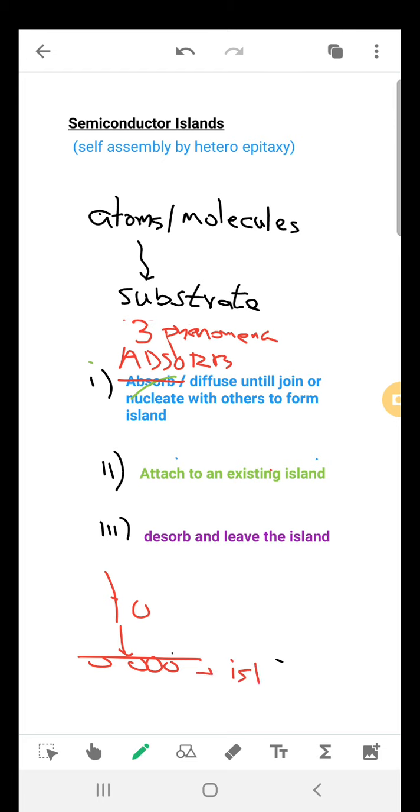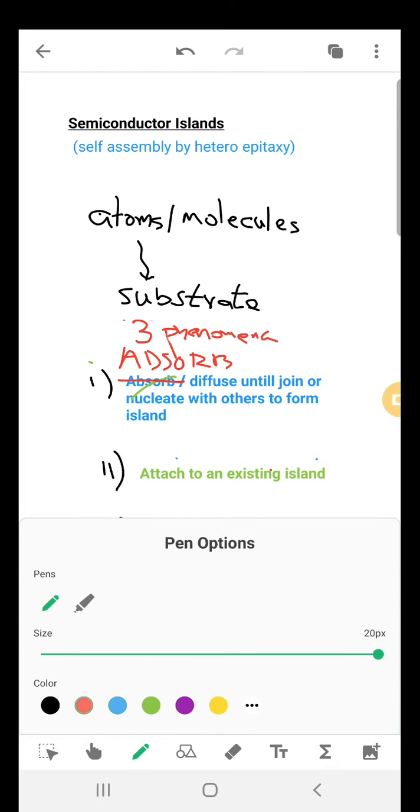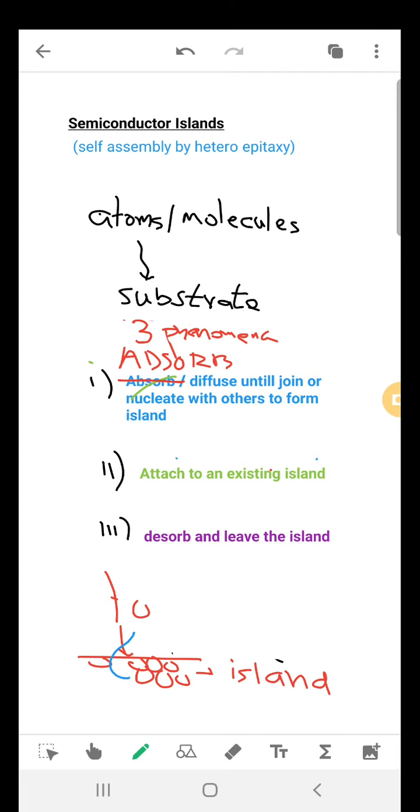This can happen. Otherwise, they can also attach to an existing island. Suppose there is already a group of atoms forming an island, so the incoming atom can come and get attached to that existing island, or the other thing it can do is simply desorb from the surface and leave the island. So these three things can occur.